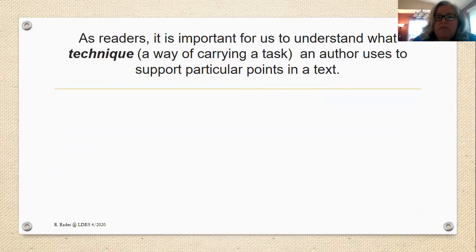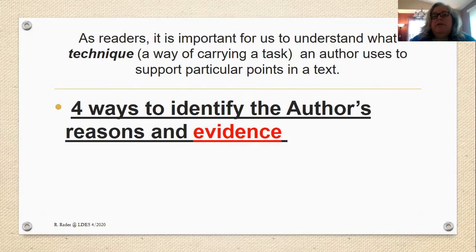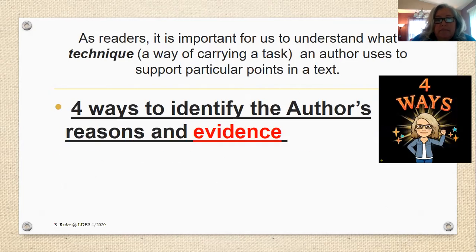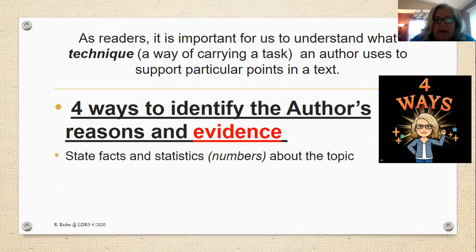So, as readers, it is important for us to understand what technique, and technique means a way of carrying out a task, an author uses to support particular points in a text. So there are 4 ways to identify the author's reasons and evidence. Yes, 4 ways. 1 is to state facts and statistics. That's numbers about the topic. Hard word for Miss Rader to say. Statistics.